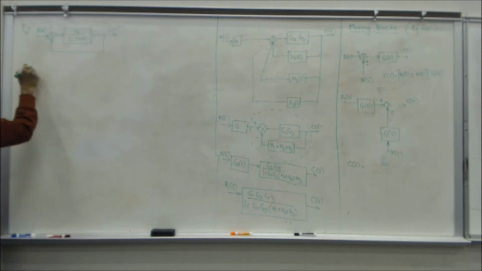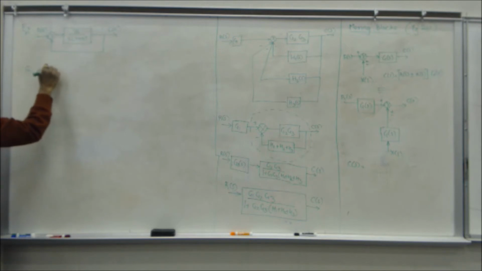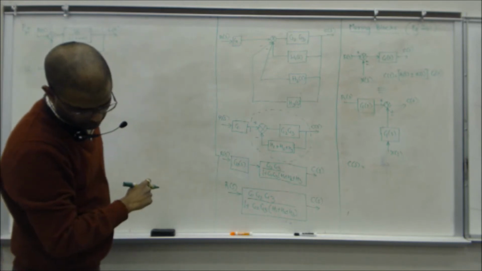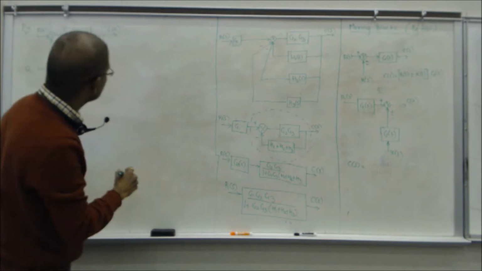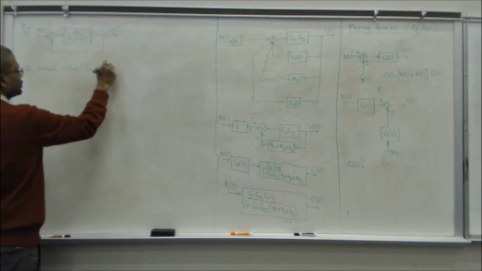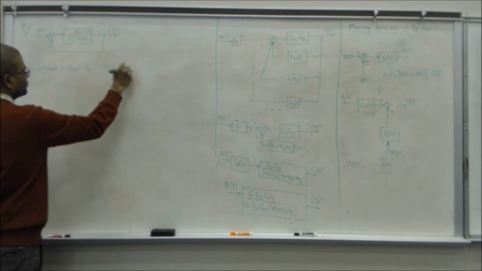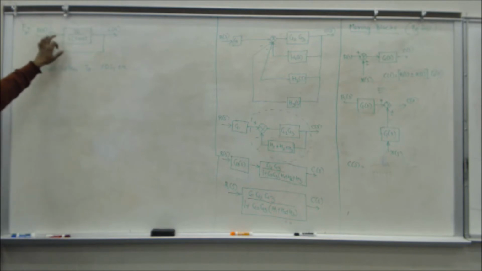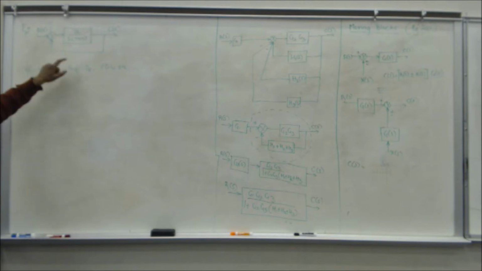So you'll be given something like this. And the question would be something like, what is the peak time, percentage overshoot, etc. Okay. So you know how to calculate the peak time or the percentage overshoot, right, for this system. For this system, you know how to do it.